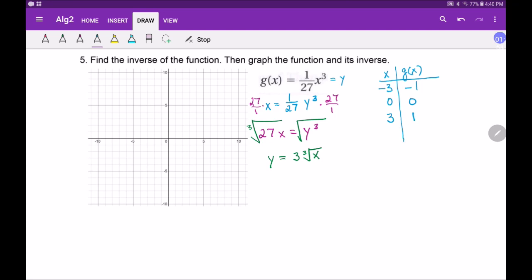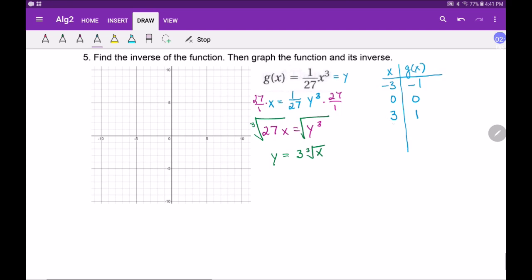What's another easy one? Let's see, how big do we want to go? How about 6? When x is 6, that seems too big. Well, let's just see. When x is 6, we'll have 216, that's 6 to the third, divided by 27. We get 8. Hey, that was not so bad, huh? Okay, so let's plot those points.